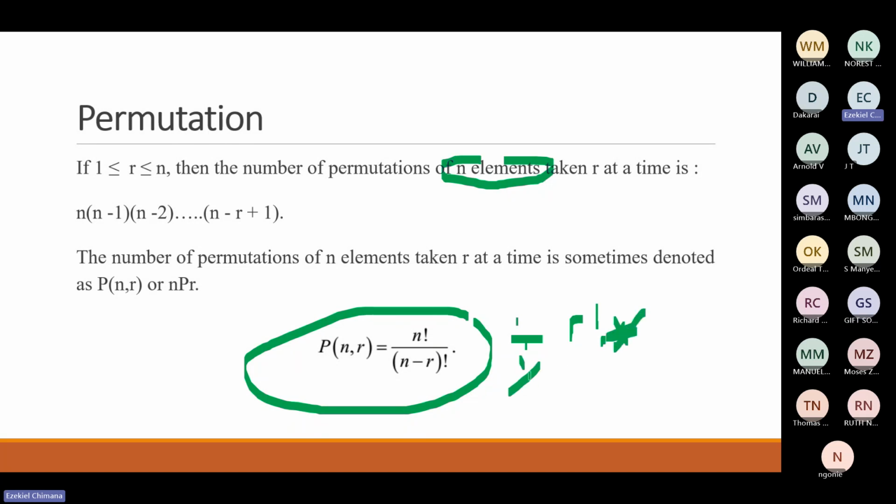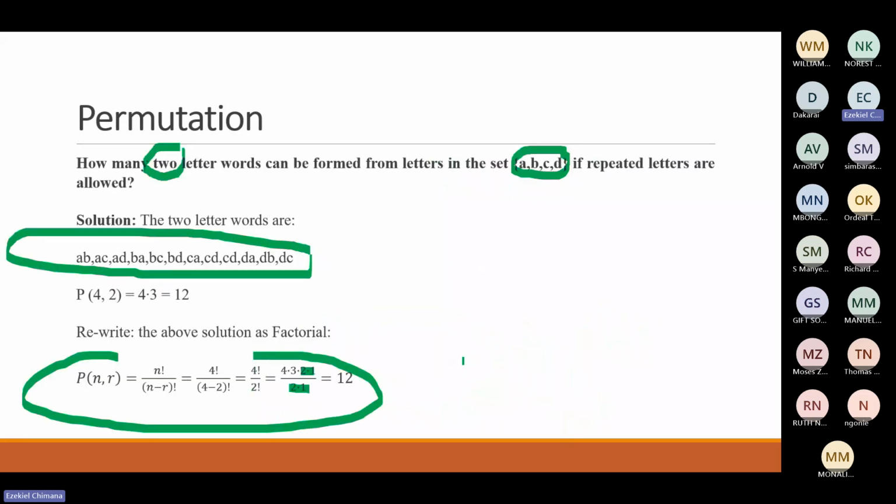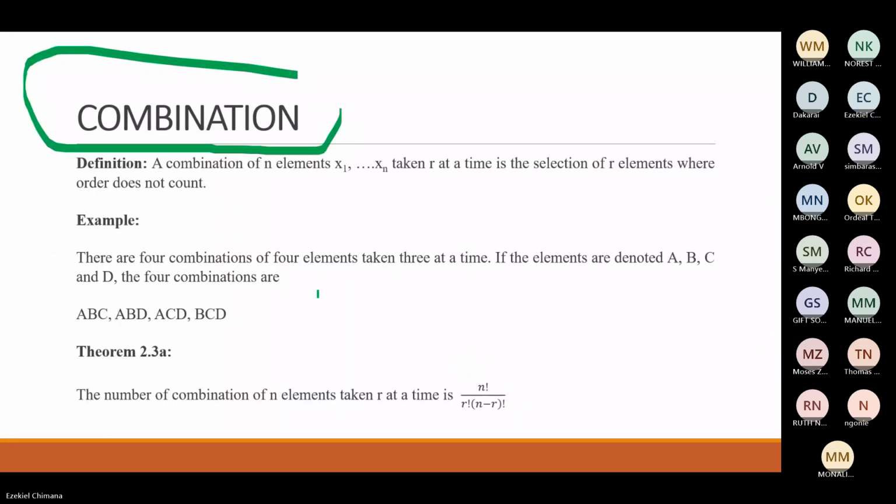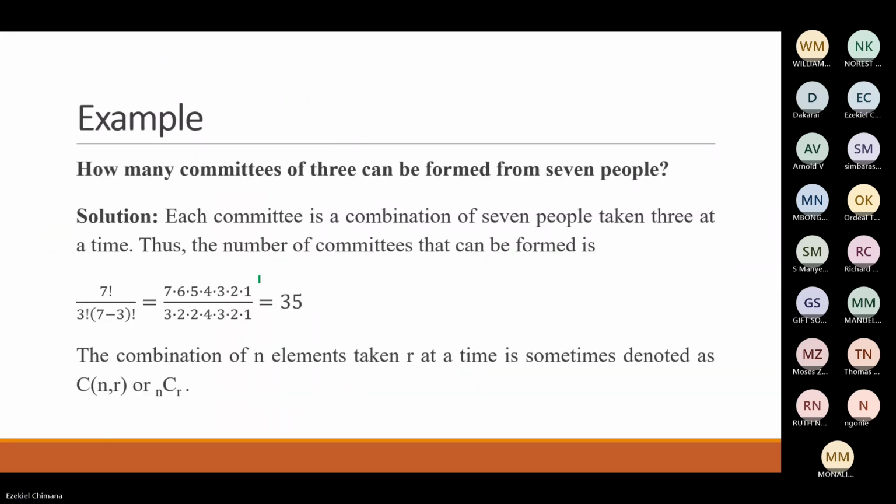It is like we are multiplying it by 1 over r factorial. So it is just going to be fixed here at the denominator. Instead of having n factorial over n minus r factorial, it is just going to be n factorial over r factorial times n minus r factorial. That's the way you can find the total number of ways, or the combinations.